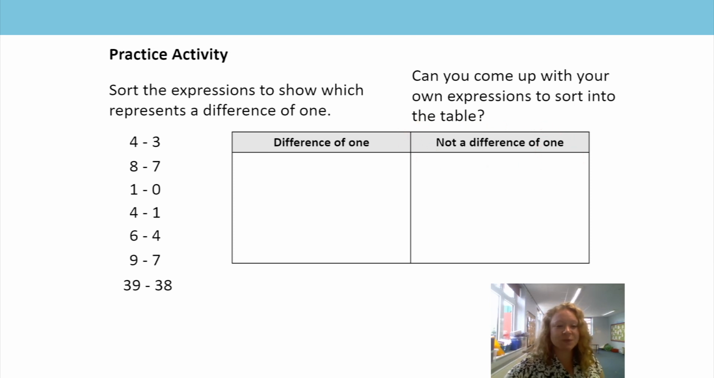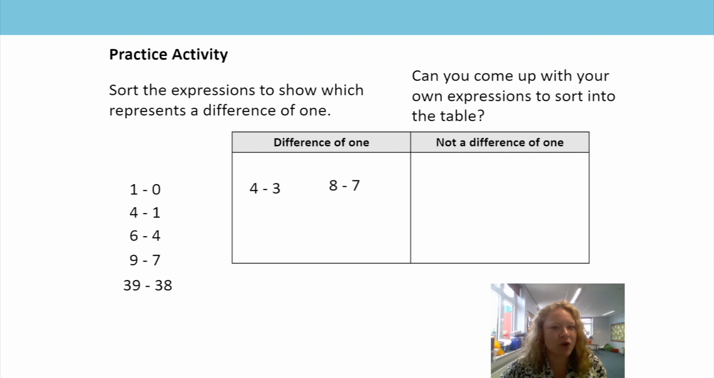Okay, so the first one we're looking at here is 4 minus 3. What do you notice about those two numbers, 4 and 3? They're consecutive, so they have a difference of 1. Well done. So what about the next one? 8 take away 7. Are they consecutive numbers? Yes, they are, aren't they? So they have a difference of 1.